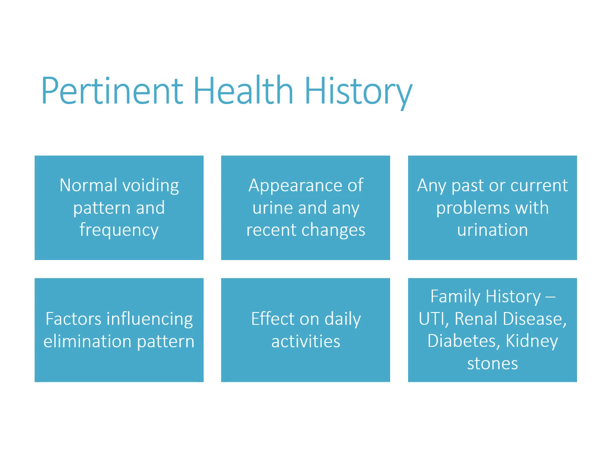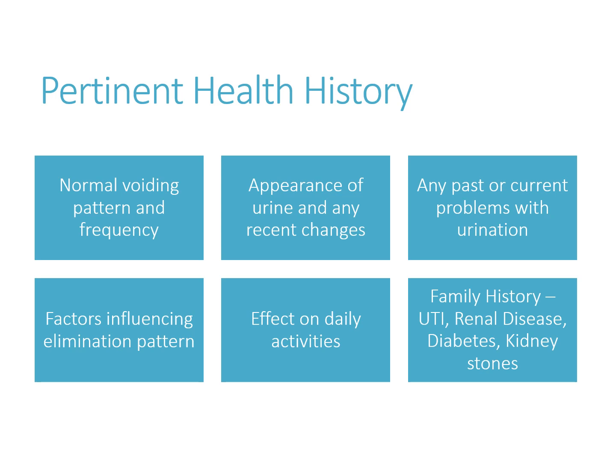As with any system, the assessment begins with a collection of a comprehensive health history from the patient. It is important to establish a normal voiding pattern and frequency for that patient. We need to know how frequently they normally void. Is it a large amount? Is it a small amount? What does it look like? Have there been any recent changes in either their pattern, frequency, or the appearance of their urine?